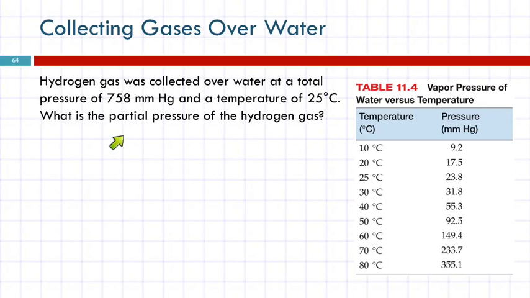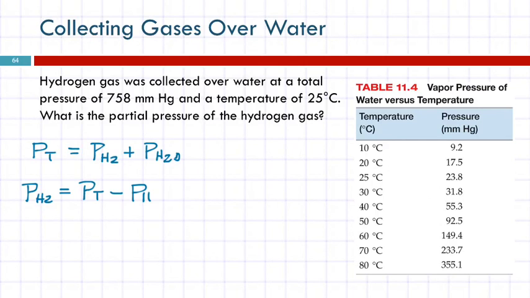So we should be able to do questions like this. Hydrogen gas was collected over water at a total pressure of 758 millimeters of mercury and a temperature of 25 degrees Celsius. What's the partial pressure of the hydrogen gas? Well, Dalton's law of partial pressure says that the total pressure is equal to the partial pressure of each gas added together, the sum of the partial pressures. So the partial pressure of hydrogen must be equal to the total pressure minus the vapor pressure of the water.